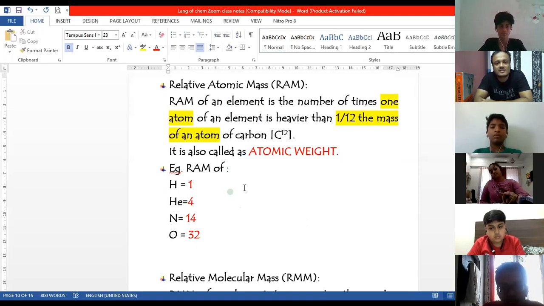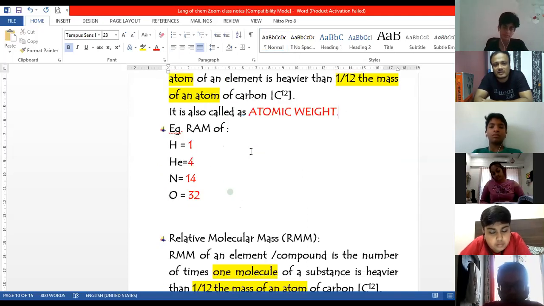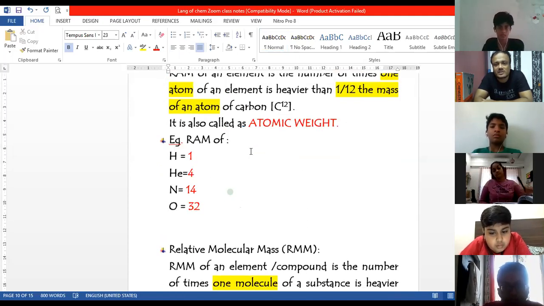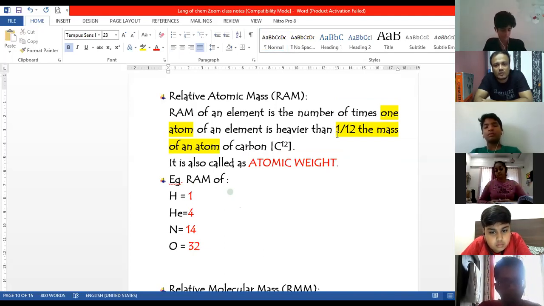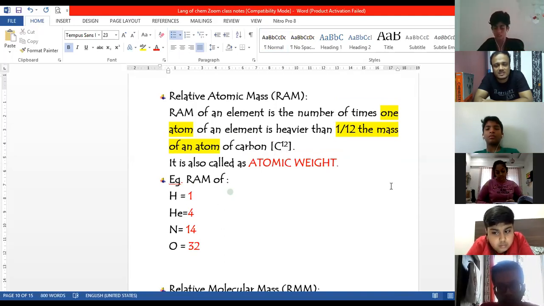Okay, so the next topic which you're studying today is relative atomic mass and relative molecular mass. These are very important topics because we'll be using them for calculating numericals. So relative atomic mass of an element is the number of times one atom of an element is heavier than 1/12 the mass of an atom of carbon, and the isotope of carbon which we are taking in this case is carbon 12. Okay, C12, we know that carbon has got isotopes. You have got 3 isotopes. So that is relative atomic mass.